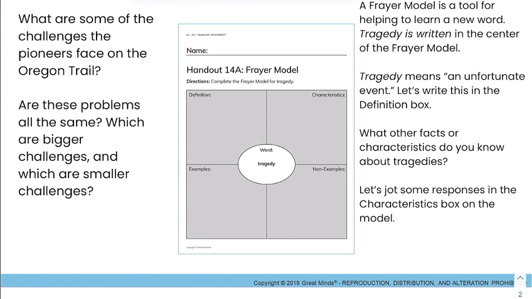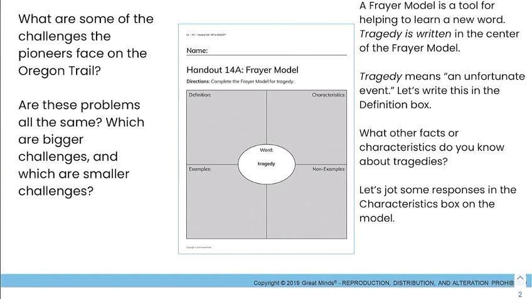A Frayer model, as you see in the middle of the screen here, is a tool for helping to learn a new word. Tragedy is written in the center of the Frayer model, and you actually have this page in your blue book. So you can open up to handout 14A so you can see what I am talking about here as well.